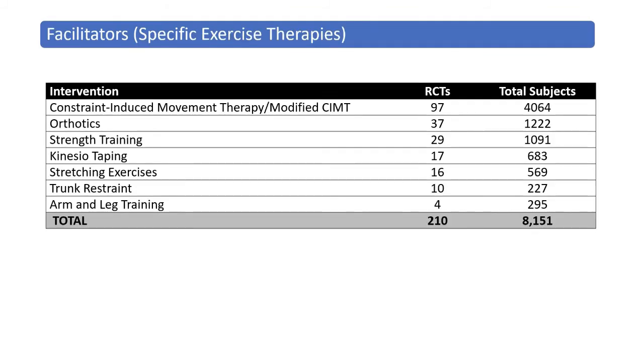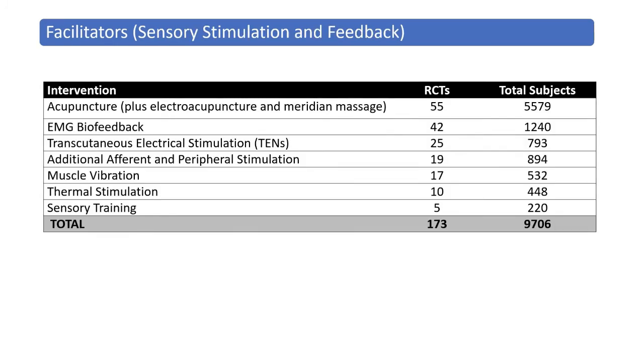In the facilitator category, here are the examples of specific exercise therapies. In total, there are 210 RCTs which investigate these types of therapies. The next type of facilitating therapy is the sensory stimulation and feedback. Presented here are examples of this type of therapy, with 173 RCTs total investigating sensory stimulation and feedback.